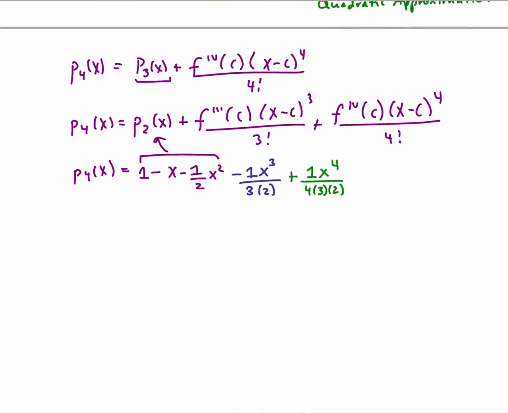Well, we have some simplification to do here, so P4 of x is equal to 1 minus x plus 1/2 x squared minus 1/6 x cubed plus, 4 times 3 is 12 times 2 is 24, x to the fourth over 24. So this is my polynomial. This is my fourth degree polynomial that does a really good job of approximating e to the negative x.